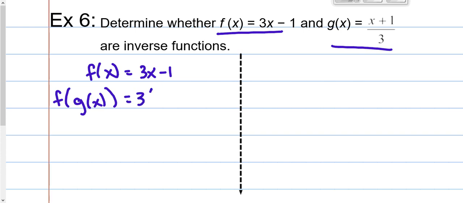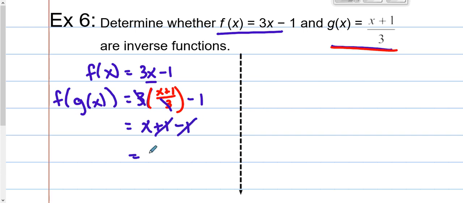So where I have that x right there, I'm going to put the other function, x plus 1 over 3, and then continue on with my minus 1. So instead of that x, I put x plus 1 over 3. So now let's just work that out. Well, right here, the 3 over 3 will cancel, and I'm left with x plus 1 minus 1. Plus 1 minus 1 will cancel, and I have x. And that's what I want. So I want f of g of x to equal x, and that time it does.